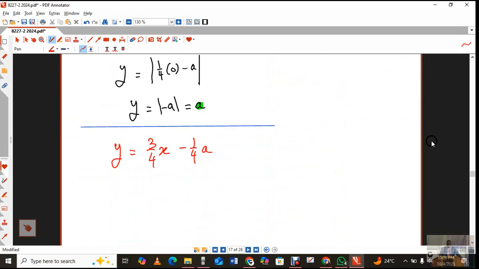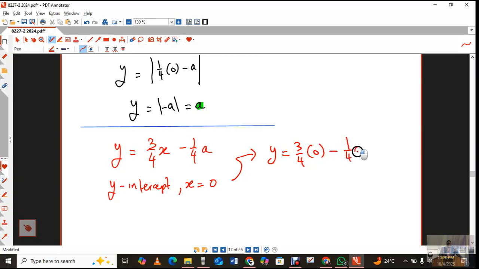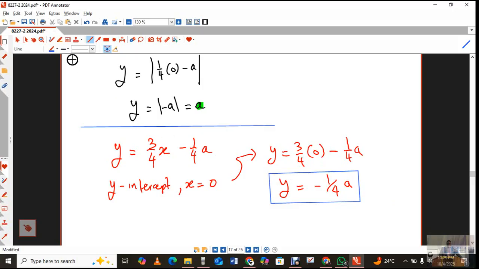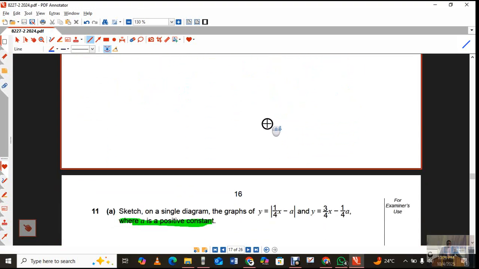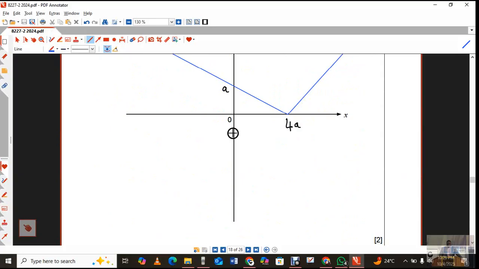Right, what is it that we need to know about this graph? Well, if you want to know where this graph is going to cut the y-axis, the y-intercept happens when x equals 0. So this is y equals 3 over 4 of 0 minus 1 over 4a. So it will do it at minus 1 over 4a, okay? It's below. So we know now where that graph will cut the y-axis. So if I go to my diagram, it's going to be somewhere over here, okay?